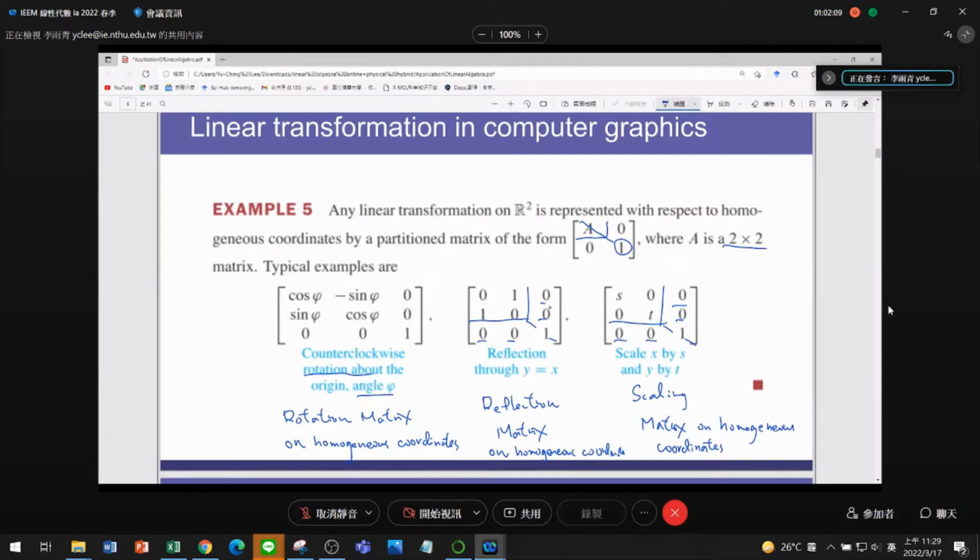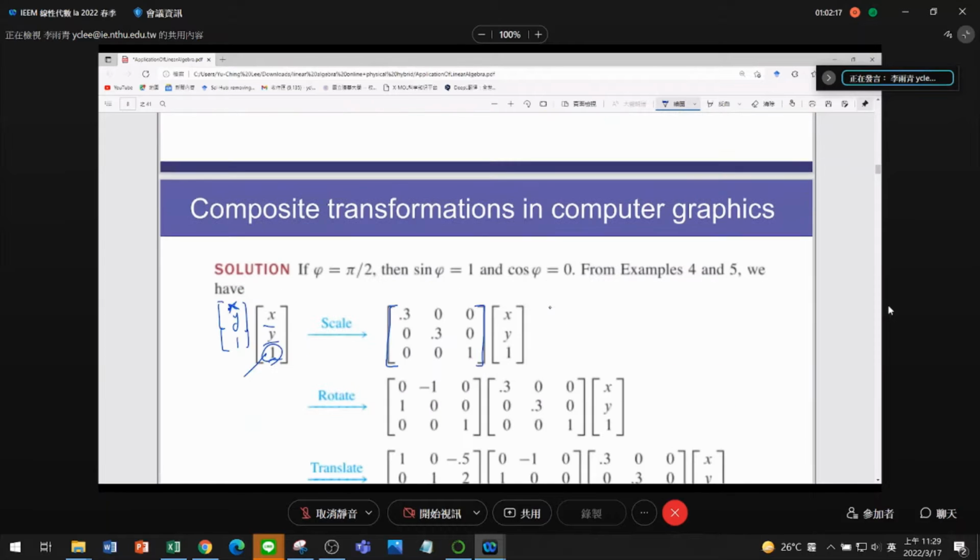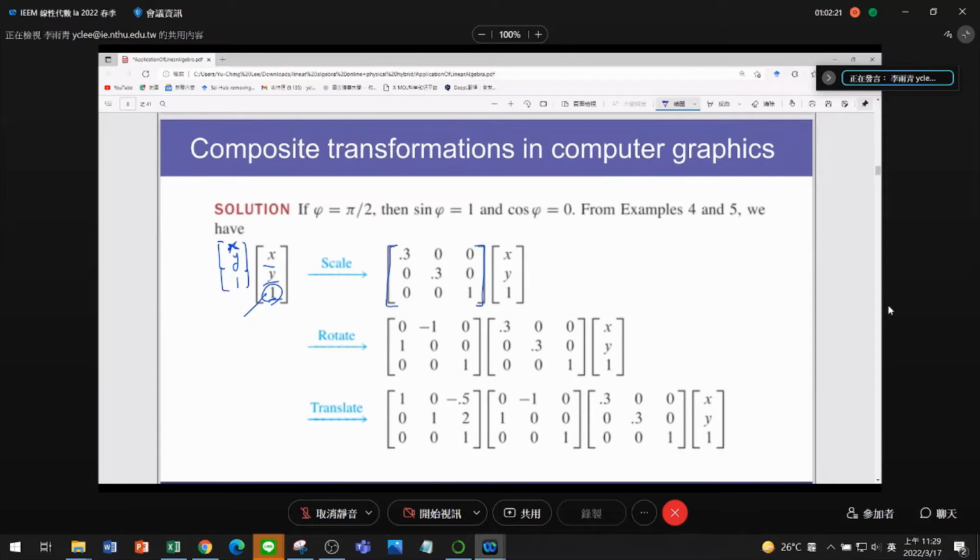Okay, so we're using the third scaling matrix as the first step in the example we have just seen. So in this example, the first step we should do is to scale by 0.3 for both the x and y axes. And this one becomes the same thing right here. So basically that's the first step.